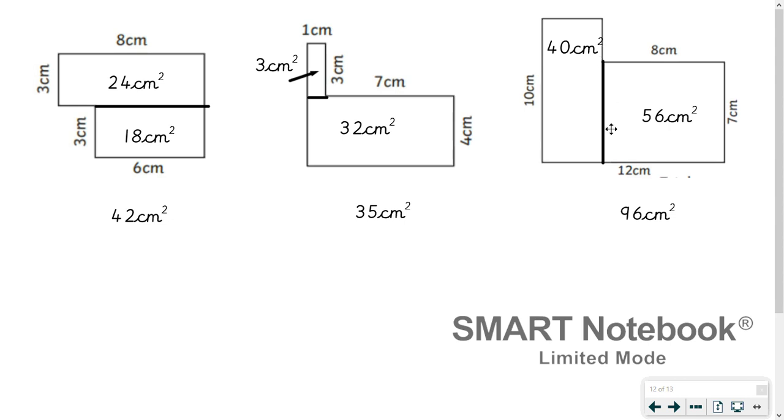This one here, I split here because then I've got a side of 8, I've got a side of 7, so I can times those to get 56 centimetres squared. And then here, I've got a side of 8, but the whole side's 12, meaning this bit must be 4. So I do 4 times 10 is 40 centimetres squared. Add them both is 96 centimetres squared.